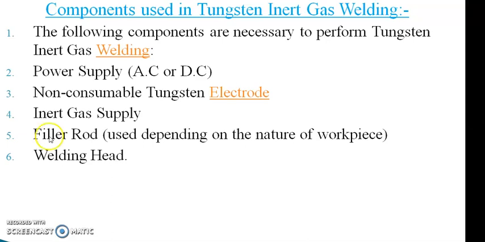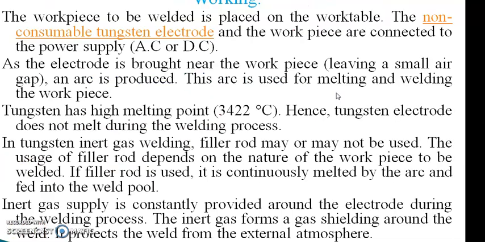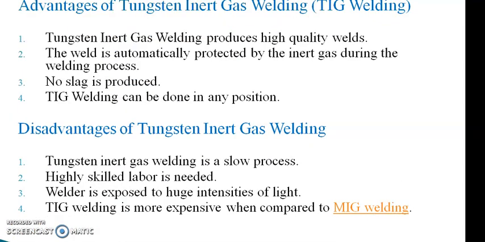As per the working principle, we have already completed it. Then let us discuss some advantages and disadvantages. As per the disadvantages, tungsten inert gas welding is a slower process and requires highly skilled labor.